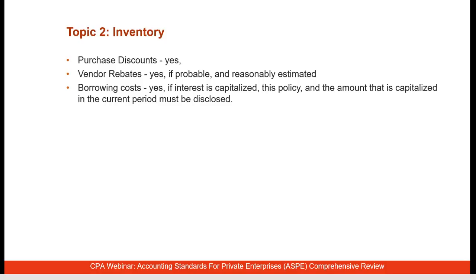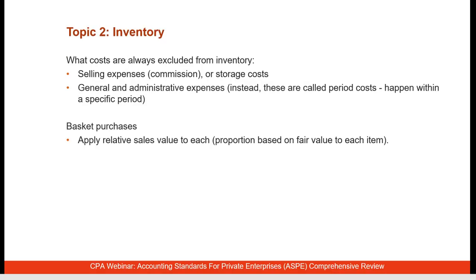So are purchase discounts included? Yes. Vendor rebates? Yes, if it's probable and reasonably estimated. And then borrowing costs: if interest is capitalized as policy, the amount that is capitalized in the current period must be disclosed. What costs are always excluded from inventory? Selling expenses like commissions, storage costs, and then general and administrative expenses. Instead, these are called period costs, which happen within a specific period. For example, if you're renting a warehouse to store this inventory, that's an example of a period cost. If that's separated out from general admin, just use that as an example.